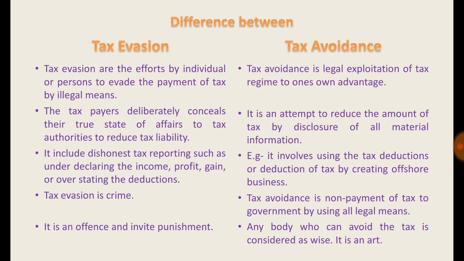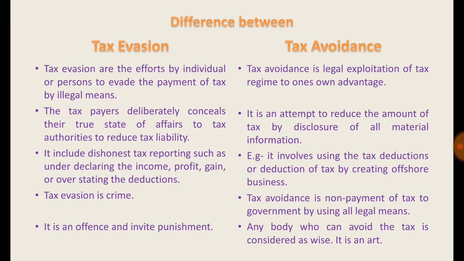Then the second difference is that in tax evasion the taxpayer deliberately conceals the true state of affairs from the tax authorities to reduce tax liability. In tax evasion, the taxpayer deliberately conceals the affairs of his income, but in tax avoidance, the taxpayer fully discloses all sources of income. He gives all material information relating to income and source of income, but by availing the deductions, exemptions, or by making proper tax planning, he reduces the tax liability.